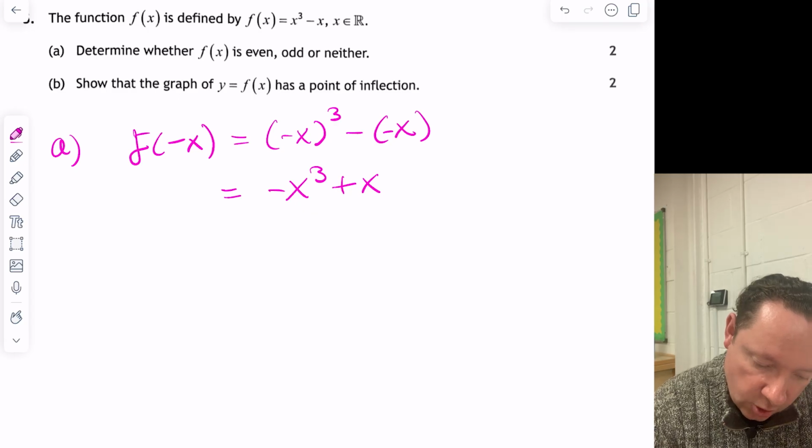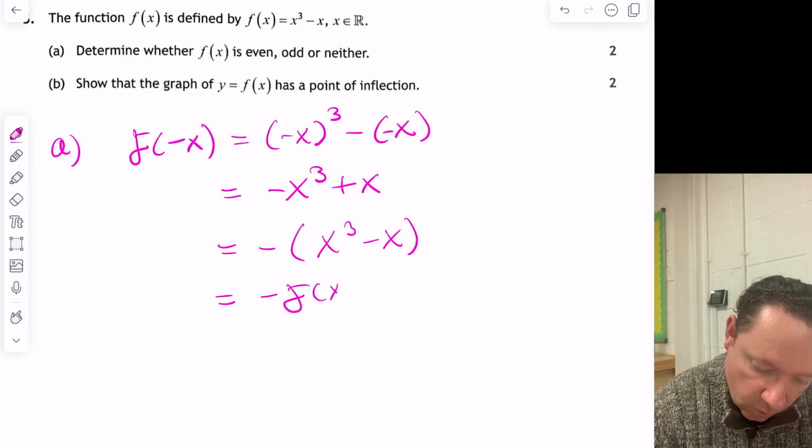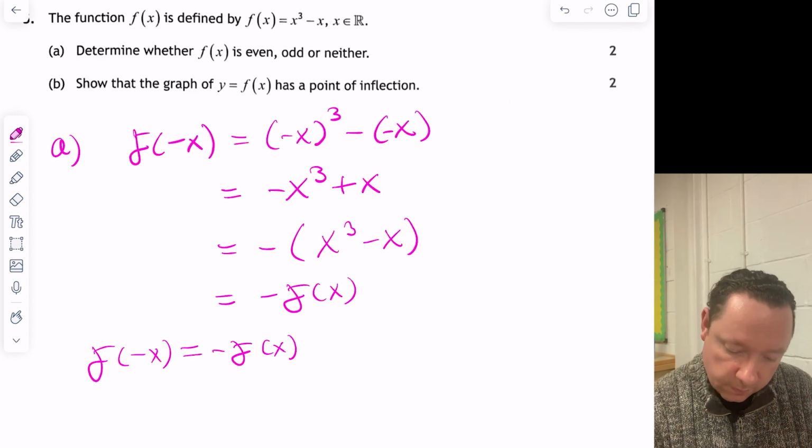So minus x cubed plus x, well, what happens if I put a minus here? I get minus x cubed minus minus plus x. So that's equal to minus x cubed minus x, which is minus f of x. So as f of minus x equals minus f of x, we can see the function is odd.